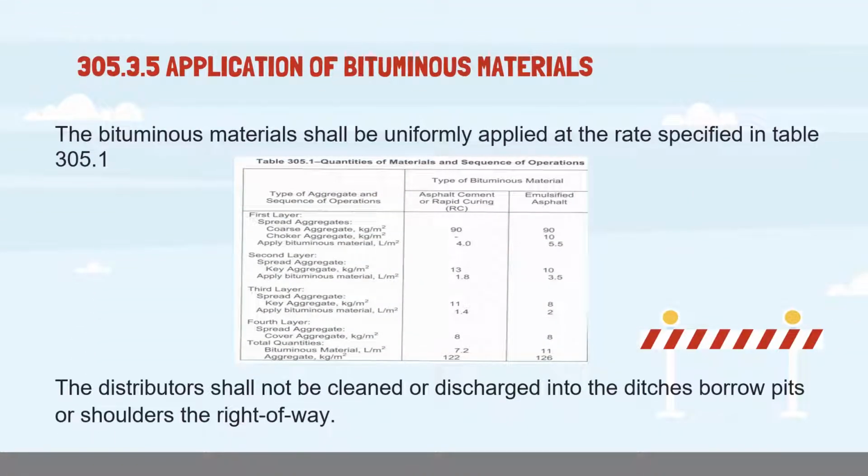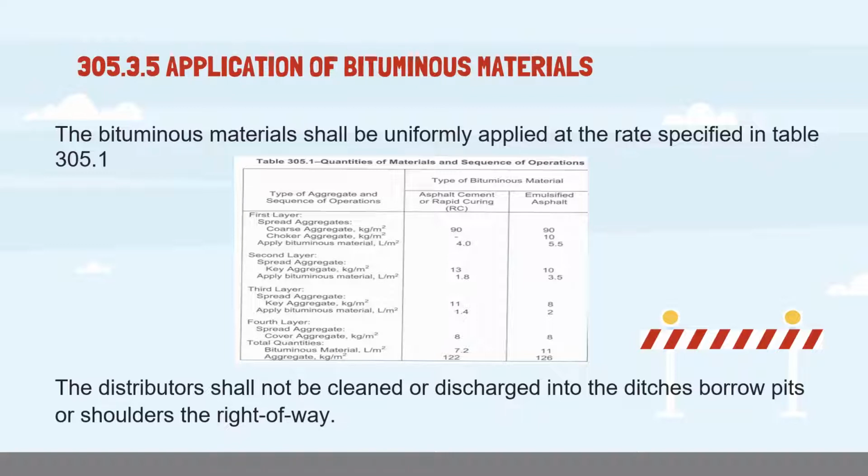305.3.5 Application of bituminous material. The bituminous material shall be uniformly applied at the rate specified in Table 305.1. So this is the table, and this was already discussed earlier. The quantities of bituminous material to be applied shall conform to the table, and during the application, care shall be taken to prevent spattering of adjacent pavement structures and trees. An important note: the distributor shall not be cleaned or discharged into the ditches, borrow pits, or shoulders of the right of way.